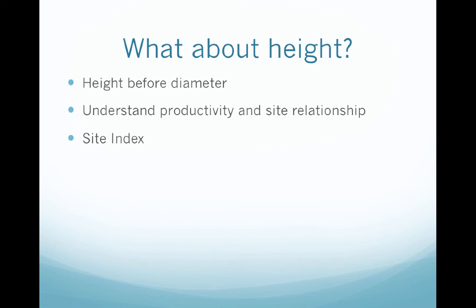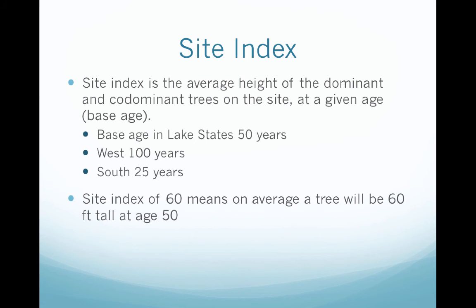So what about height? We talked in a previous lecture, you heard about the photosynthesis priority list, so how photosynthesis is allocated. You have that basic maintenance, respiration, etc. But we know that height comes before diameter. So height is a priority before diameter when we think about photosynthetic allocation. Height can give us a good understanding about productivity and site relation, and we can use a tool called site index. So what is site index?